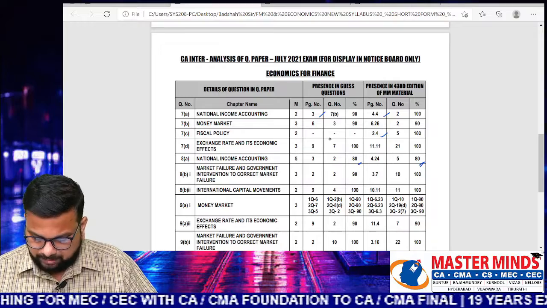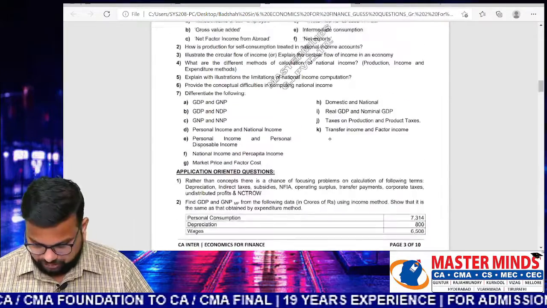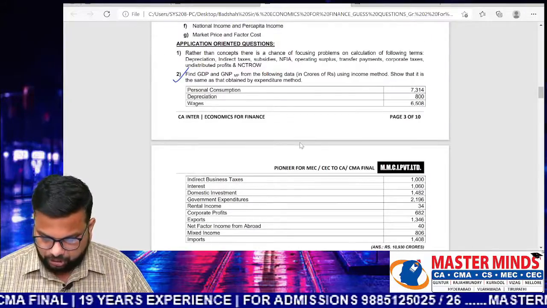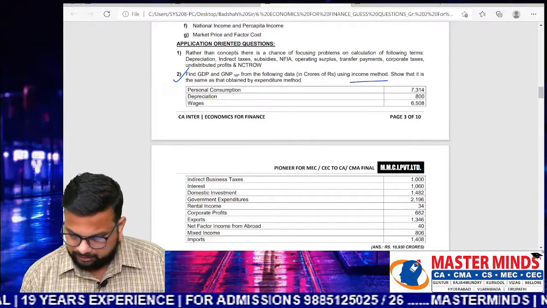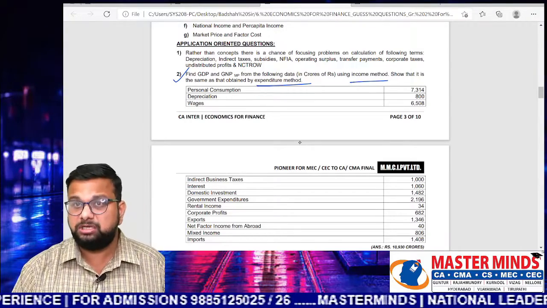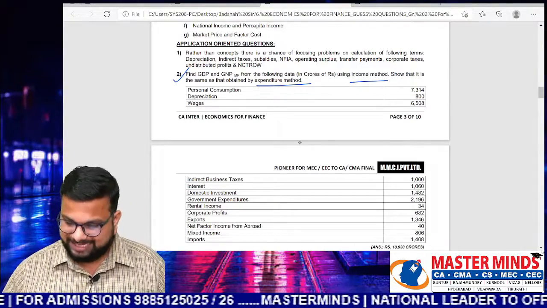So page number 3, question number 2. Here also data is given, Nana. Basing on this data, we have to calculate by income method as well as expenditure method. If you are thorough with this problem, Nana, then you can solve the problem given in the examination.